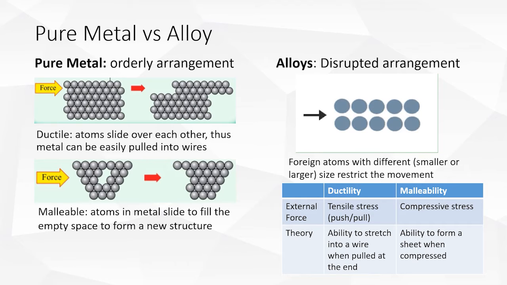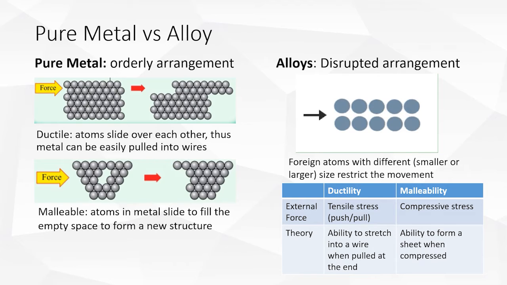Notice that there are two important terms mentioned in this slide, which are ductile and malleable. Some of you might be confused with both of these terms since they are quite difficult to differentiate. But don't worry about it, I will try to explain them now. Metals are ductile when the external force applied is tensile stress, either in the form of push or pull.